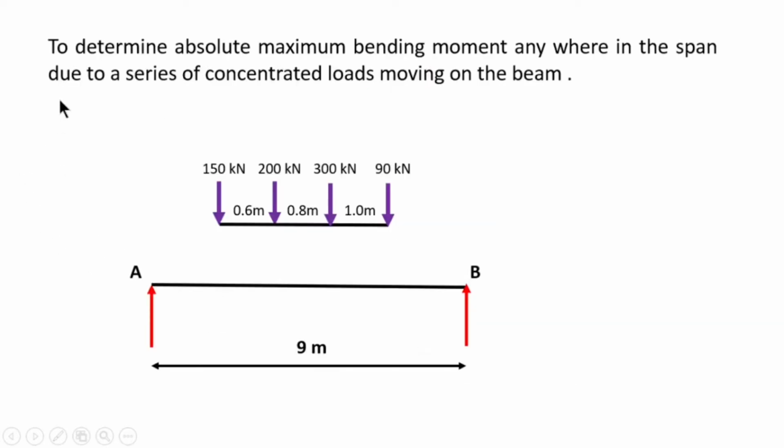Now, this is a numerical to determine the absolute maximum bending moment anywhere in the span due to a series of concentrated loads or train wheel loads moving on the beam. So this is a series of train wheel loads: 90 kN, 300 kN, 200 kN and 150 kN, which are spaced by 1 meter, 0.8 meter and 0.6 meter. This is a simply supported beam having a span of 9 meters. Here we have to find the absolute bending moment anywhere in the span due to these train wheel loads.